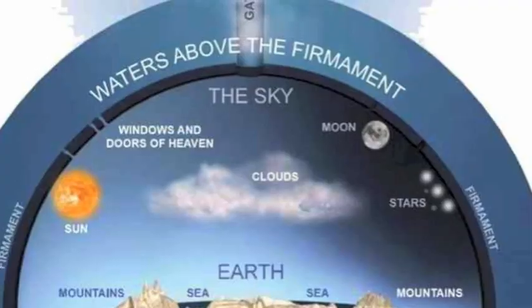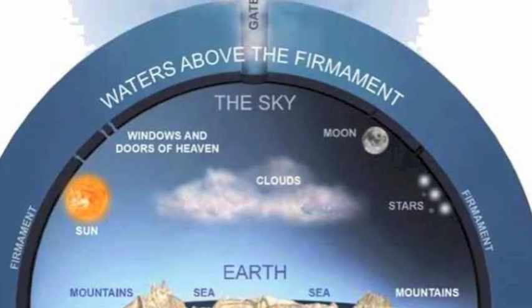This is day 4, chapter 1, Genesis. And God said, "Let there be lights in the firmament of the heaven to divide the day from the night, and let them be for signs, and for seasons, and for days, and for years. And let them be for lights in the firmament of the heavens to give light upon the earth." And it was so. And God made 2 great lights, the greater light to rule the day, and the lesser light to rule the night.